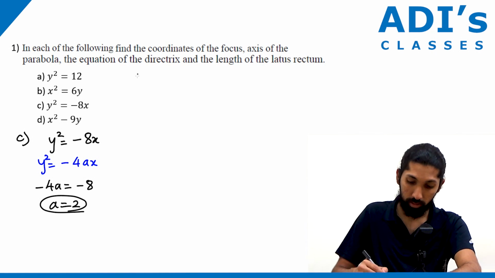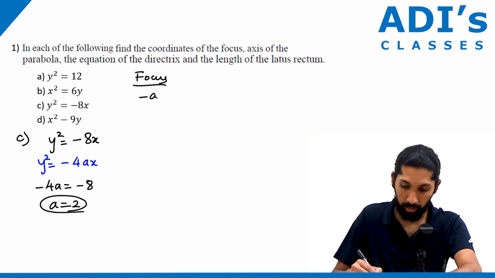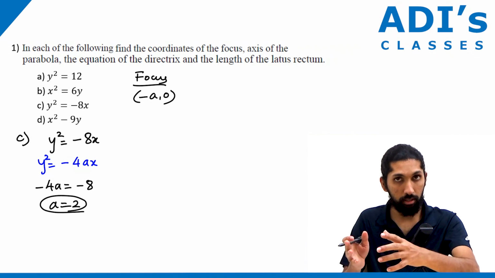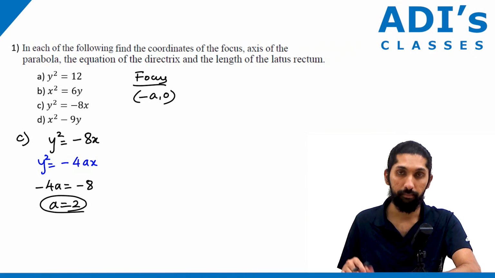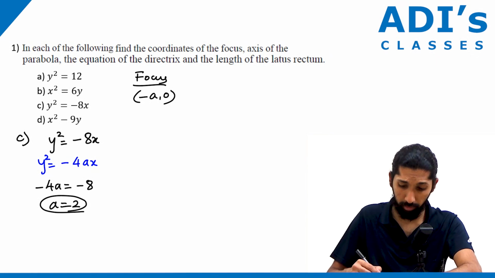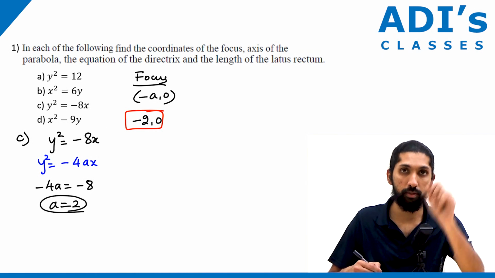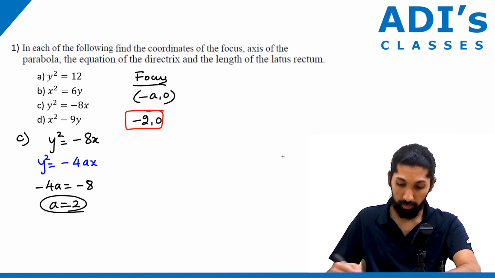Now let's look at the focus. See, focus, again, this is going to be minus a comma 0. It's on the left side now, correct? So focus is going to become minus 2 comma 0. This is going to give us the focus. The first one answer.